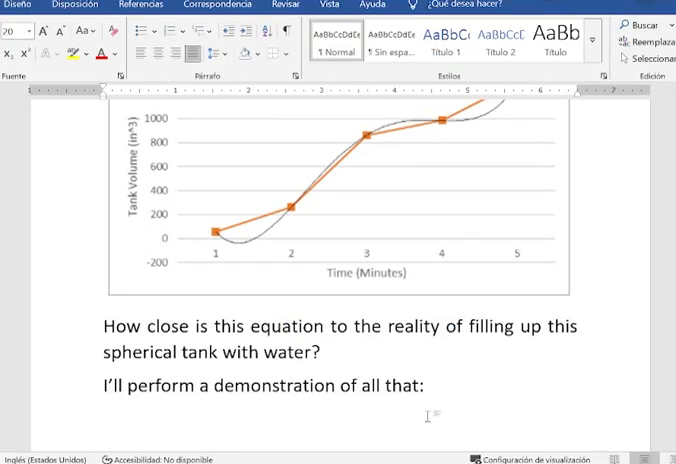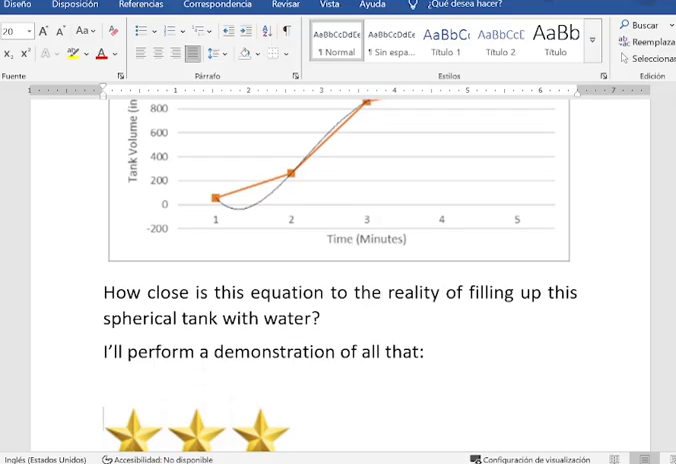So if you've made it this far, you get 3 gold stars.